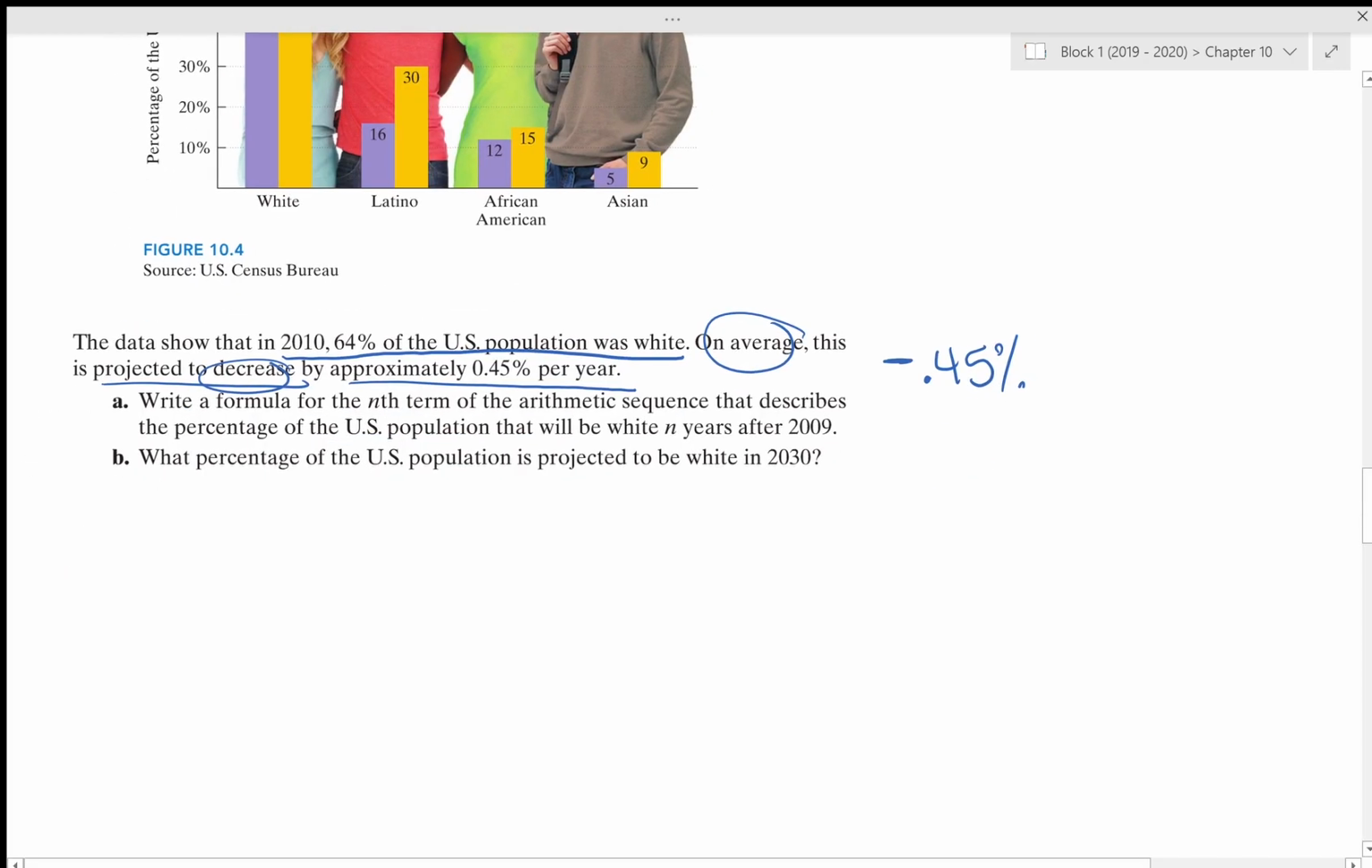So the first thing, write the formula for the nth term, so they want a of n, for the arithmetic sequence, so we know it is arithmetic, that describes the percentage of the U.S. population that will be white n years after 2009. So if n is how many years after 2009, then 2010 would be your a of 1. All right, the year 2010. It's 1 year after 2009. That's why they wrote it that way. So it was 64% in 2010, so that's going to be our first term.